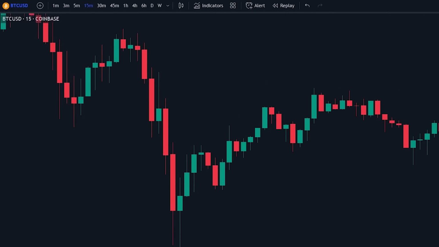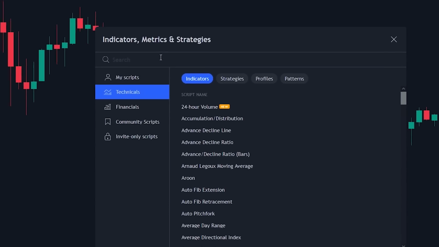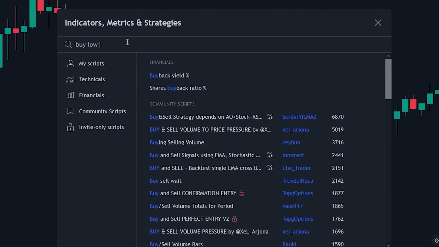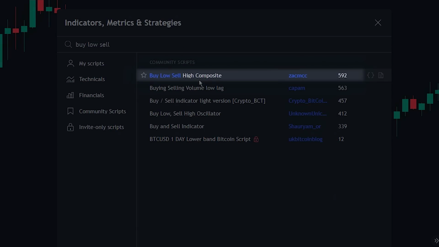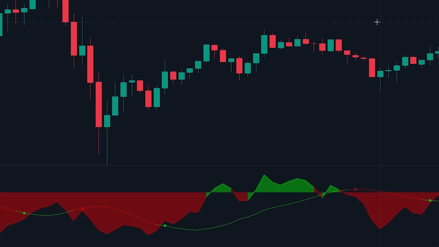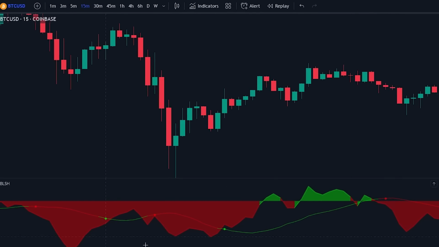Let's first add this indicator to the chart. Head over to the Indicator Search tab and search for the Buy Low Sell High Composite indicator. Select the indicator made by ZachMC and add it to the chart. The indicator may look a bit confusing, however it's actually quite simple.